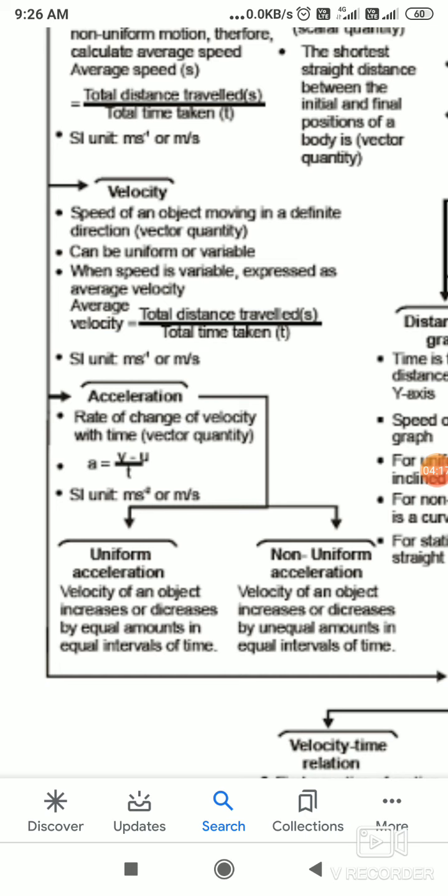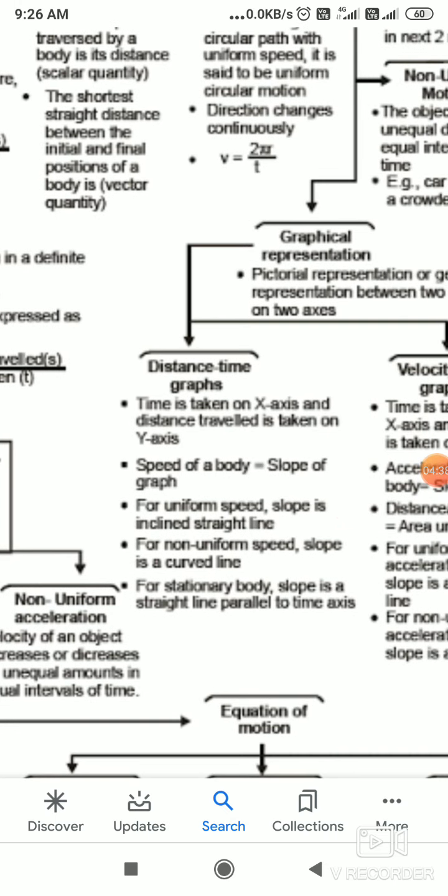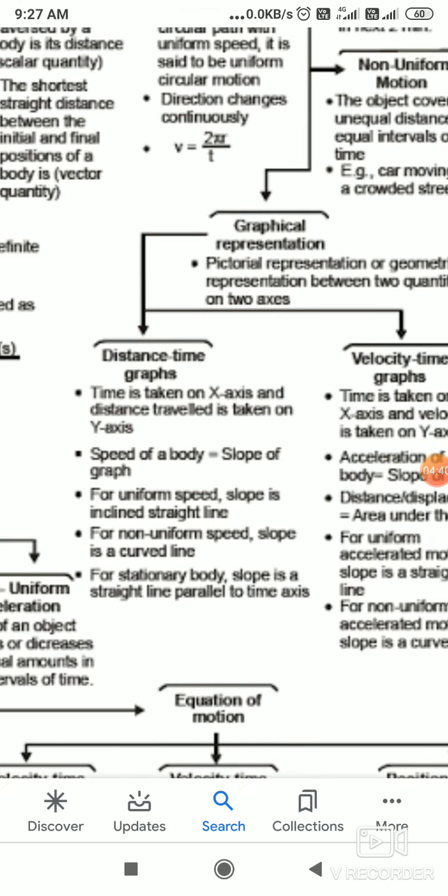Velocity of an object increases or decreases by equal amounts in equal intervals of time. This is uniform. And non-uniform: the velocity of an object increases or decreases by unequal amounts in equal intervals of time. This is non-uniform motion. Generally we have non-uniform motion in our day-to-day life.